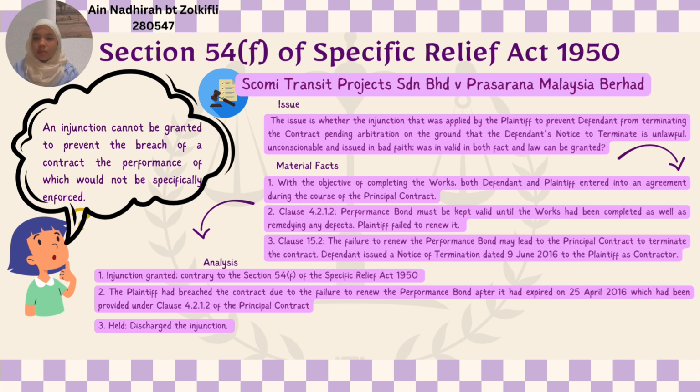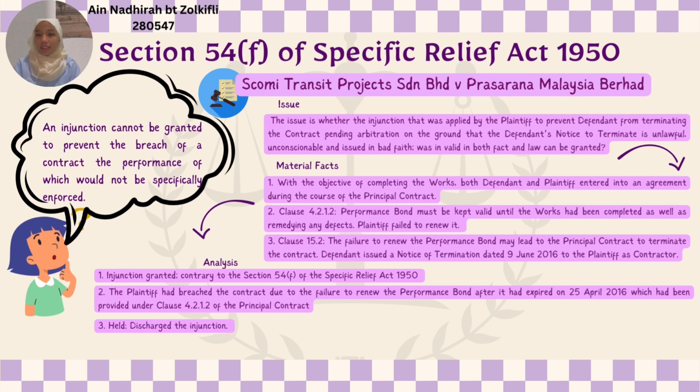We will continue to briefly explain the situations where the court refused to grant the injunction, as stated under Section 54 of the Specific Relief Act 1950. Subsection (d) explained that an injunction cannot be granted to prevent the breach of a contract, the performance of which will not be specifically enforced.